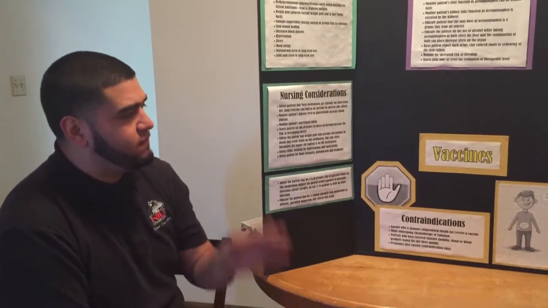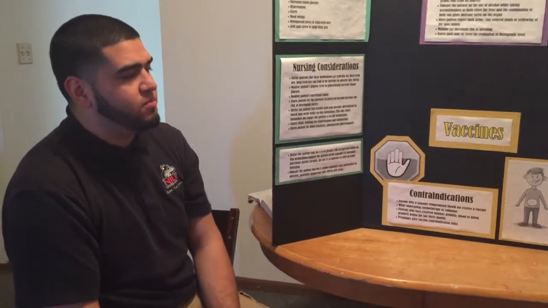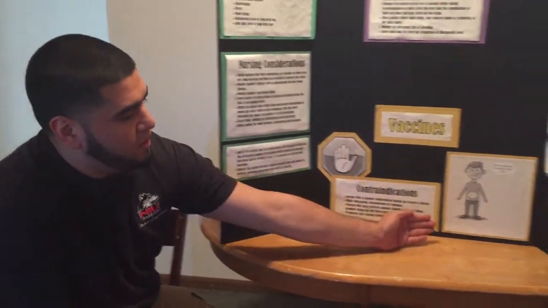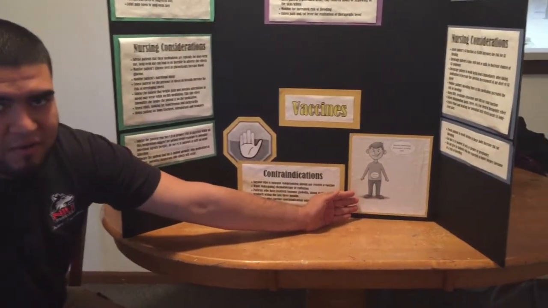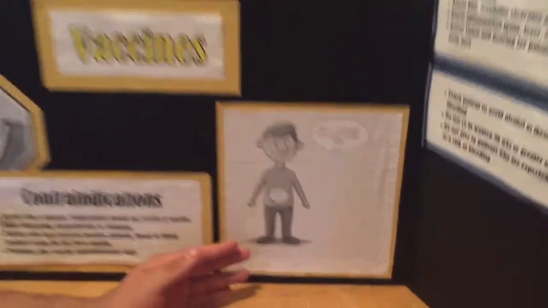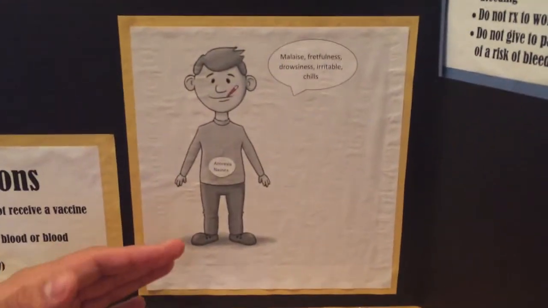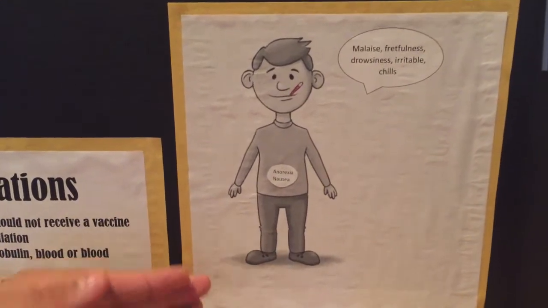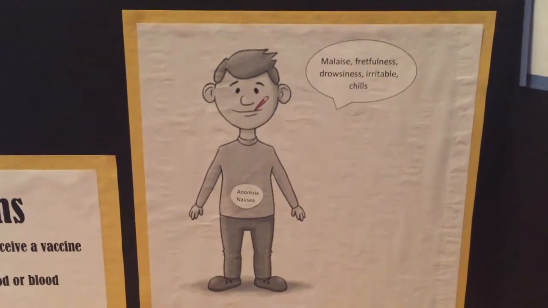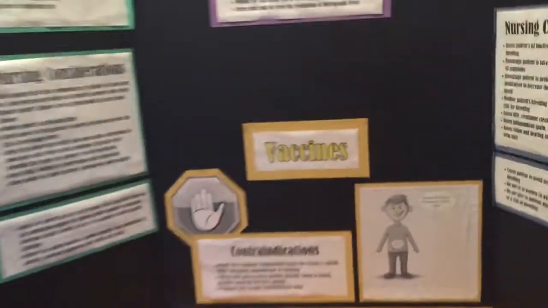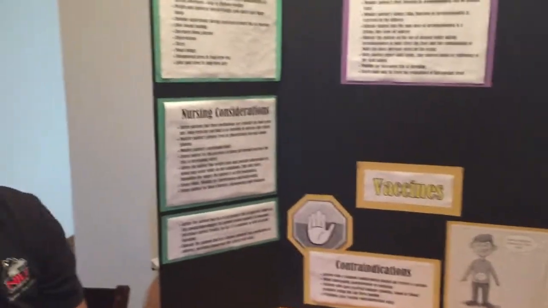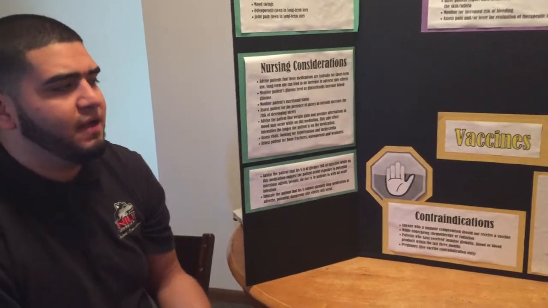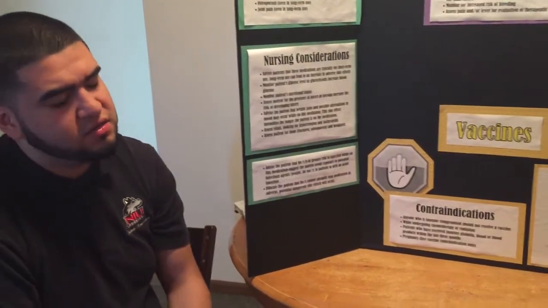Last and not least, vaccines. So some of the adverse reactions when it comes to vaccines, we're going to talk about with this guy right here. So you can tell he's pretty happy he's got his vaccine, but he won't be when these side effects start to kick in. So anorexia, nausea, some of the things as far as the GI effects, malaise, fretfulness, drowsiness, irritability, and chills. Those are just some of the adverse reactions when it comes to some of these vaccines.